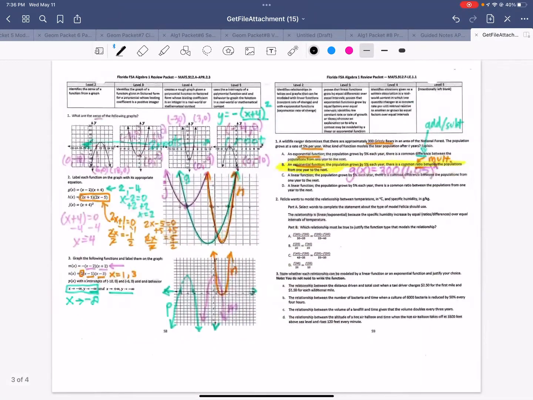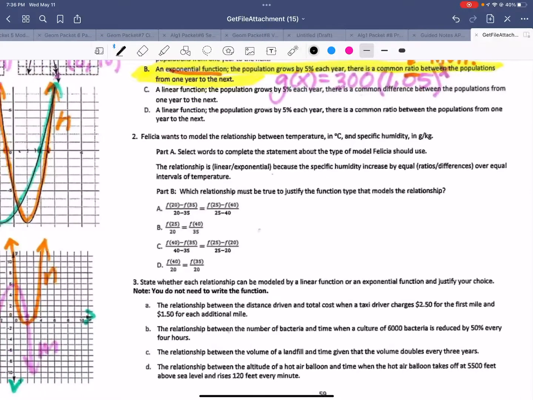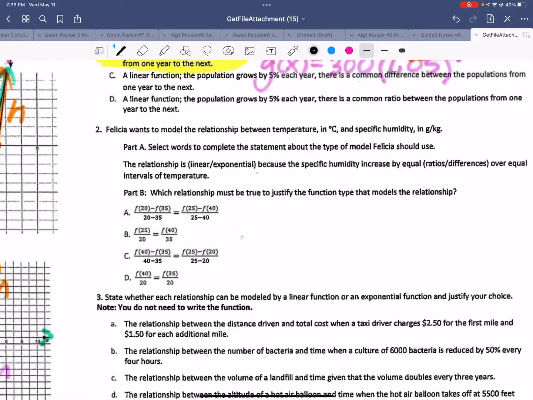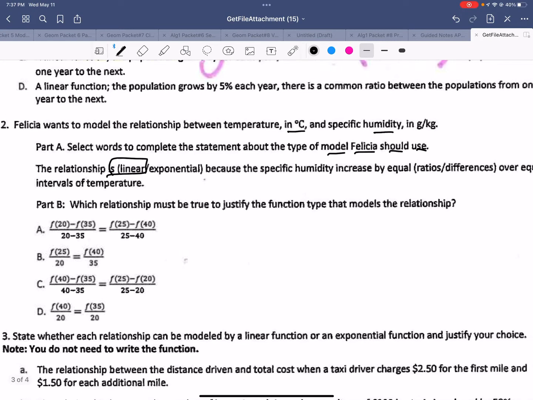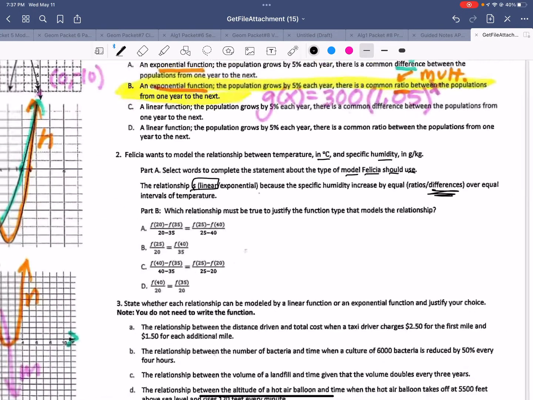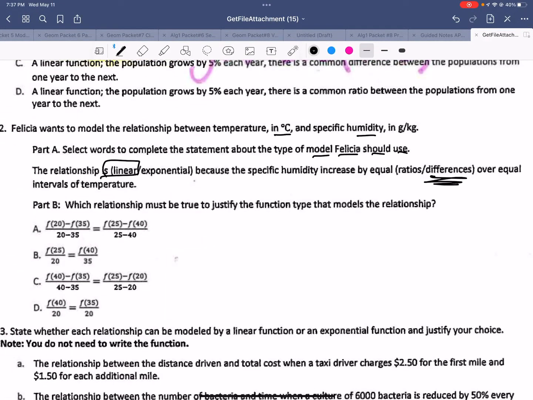Nice. Okay. So let's look at a couple of questions here on a different learning goal. It says, Felicity wants to model the relationship between temperature and humidity. Select the words that complete the statement about the type of model Felicity wants to use. The relationship would be linear, right? Because the specific humidity increases by a difference over a certain interval. So what relationship must be true to justify this type of function?